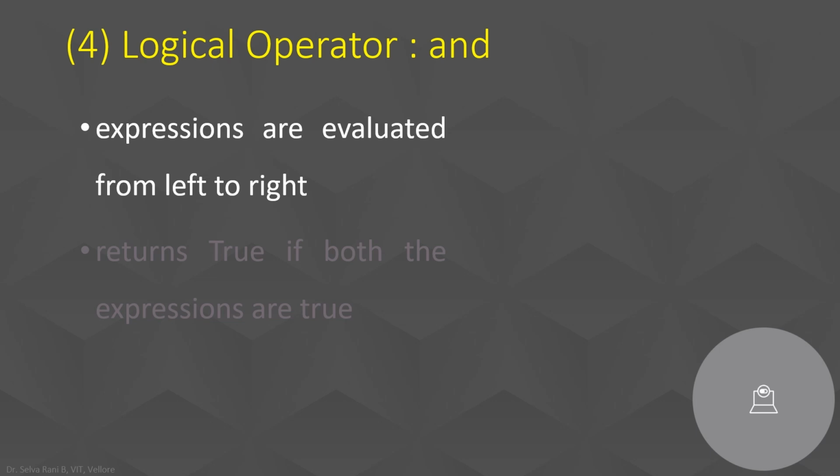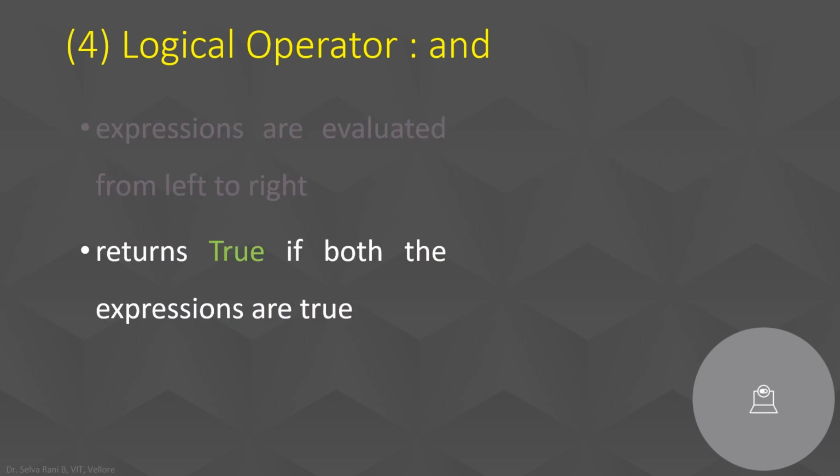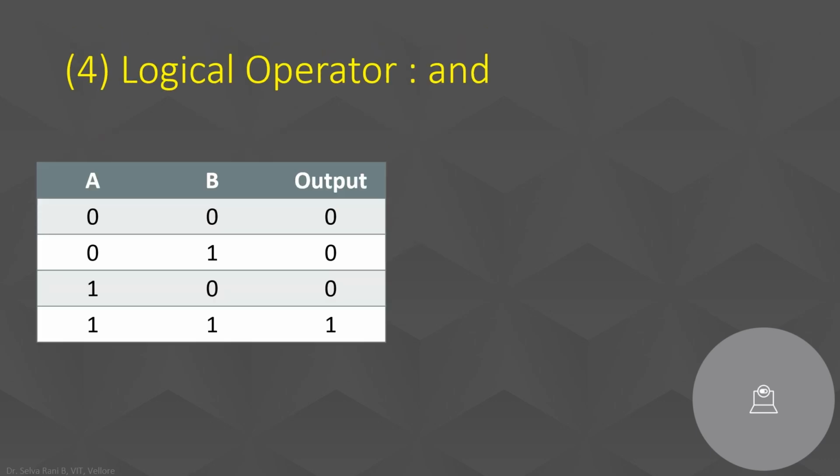So if we take AND, the logical operator, the expressions would be evaluated from left to right, and this operator will return true if both the expressions are true. If any one of the expressions is false, it will return false. So we know the truth table already for the logical operation, and here is the quick reference for you, A and B, all the possible inputs and what would be the output for the AND operation.